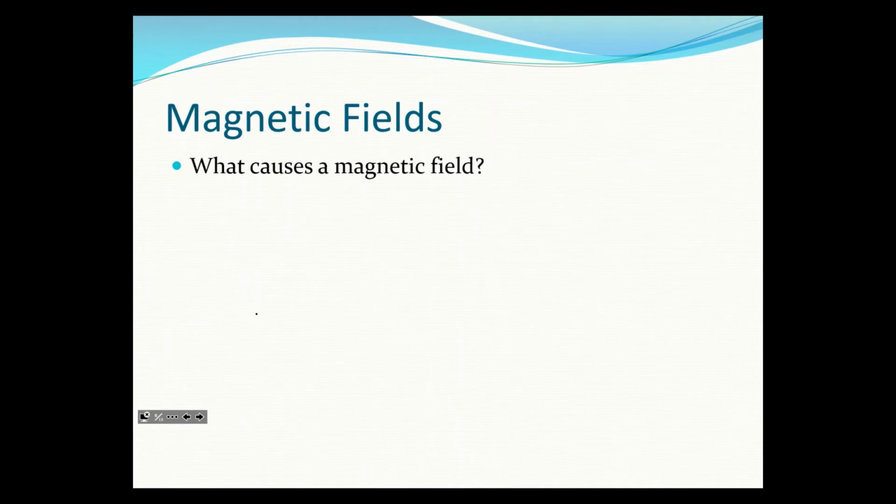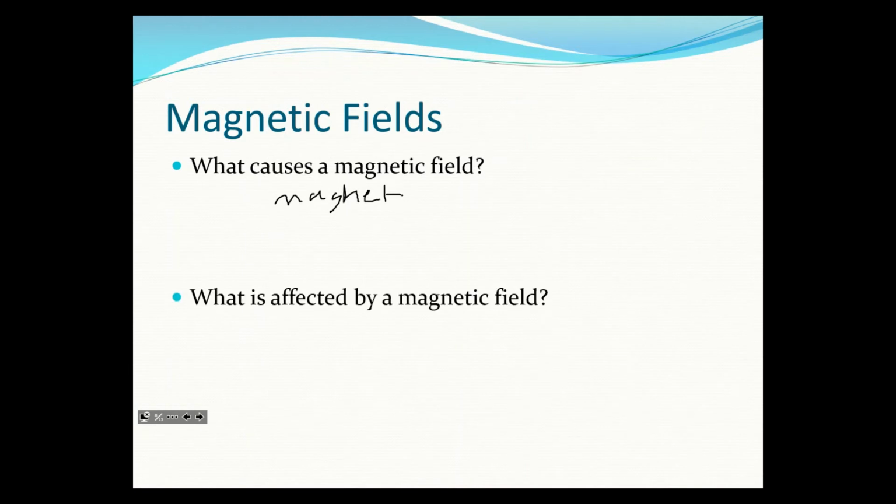What causes a magnetic field? Well, that's easy. A magnet. A magnet causes a magnetic field. And what's affected by magnetic fields? There's a few things. Other magnets are affected by it. A compass, like a compass finding direction, and also metals. Metals such as iron are affected by magnetic fields.